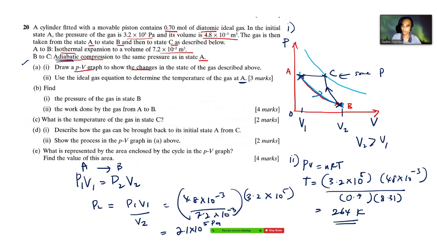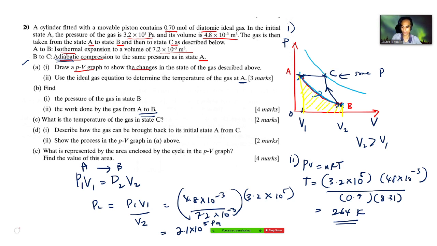Okay, number 2, work done by the gas from A to B. So A to B, you can also use the area under the graph. Where is the area under the graph? It's actually this side, A to B. Down there will be the area under the graph. You can use that method, okay? Or you can use the equation method.